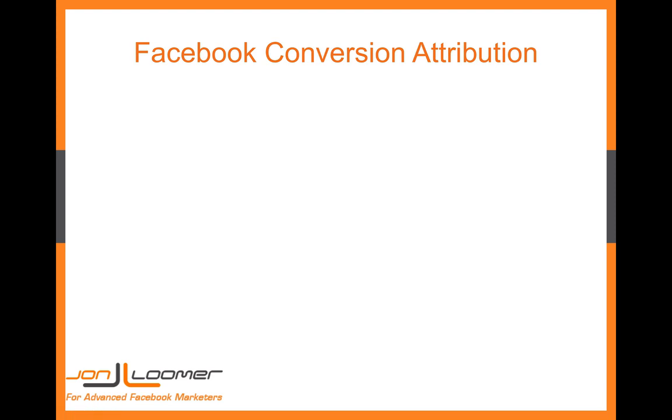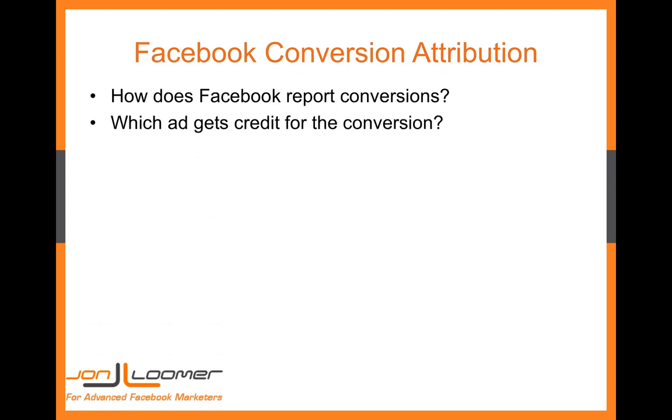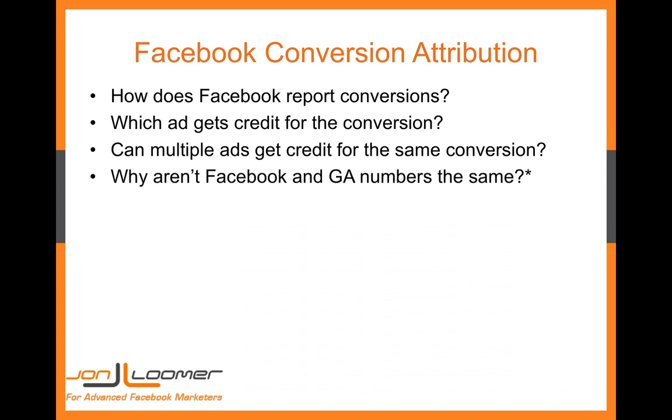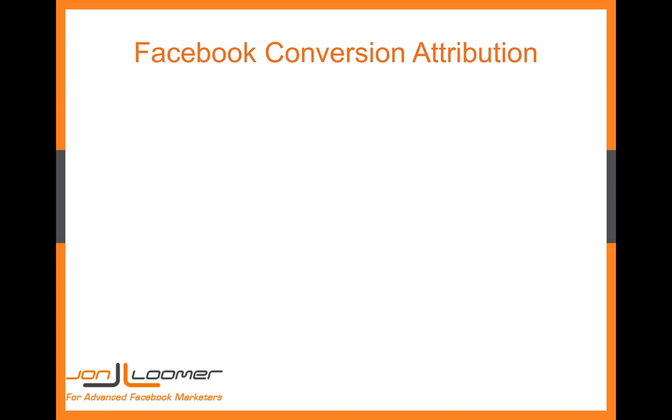Now, there's often some confusion regarding how Facebook attributes a conversion. So how do they report on conversions? How do they determine which ad gets credit, etc.? So how does Facebook report conversions? Which ad gets credit for conversions? Can multiple ads get credit for the same conversion? This is some confusion that people automatically just assume, well, if I run 4 different ads, couldn't that distort my numbers? Why aren't Facebook and Google Analytics numbers the same? All questions we often get about Facebook conversion attribution.